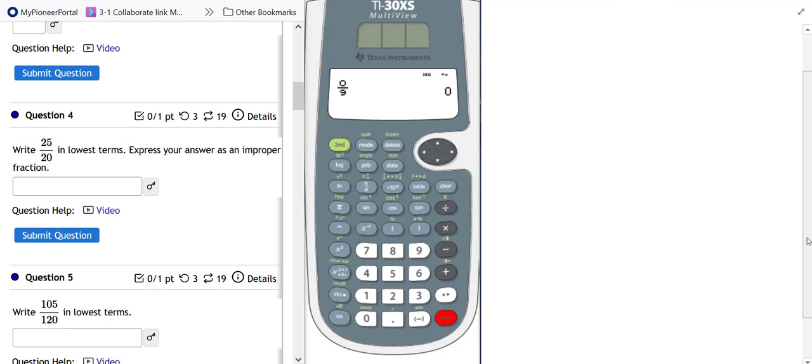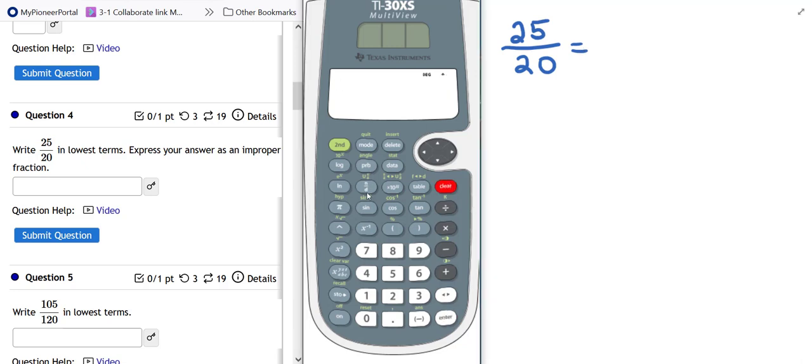So for 25 over 20, and this is what we call an improper fraction because the numerator is bigger than the denominator, it's more than 1. We just use that fraction button and we do 25. We want to go down, so your little wheel, 20, and it should give us back an improper fraction.